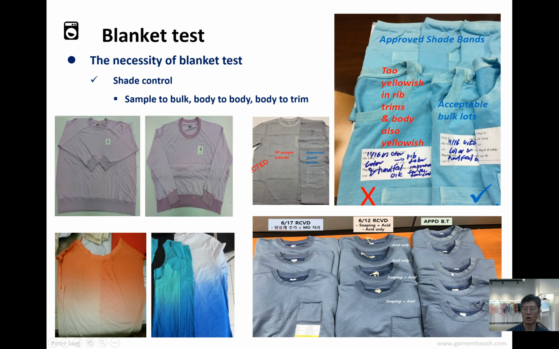And here is aqua wash. Body and rib had no problem in the development stages, but in bulk production there are body and rib differences. All these results come from skipping the blanket test. If we do a proper blanket test, we can notice this kind of fabric condition difference before cutting.